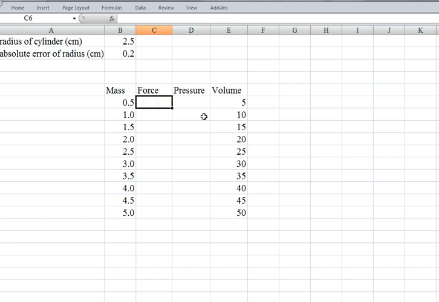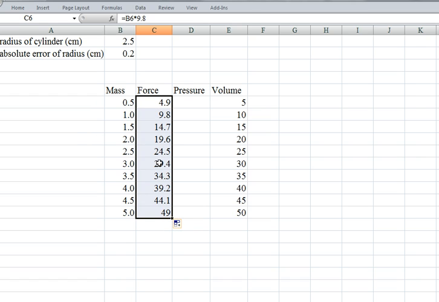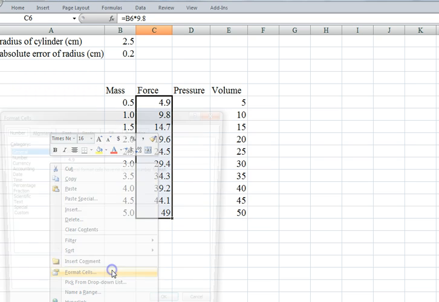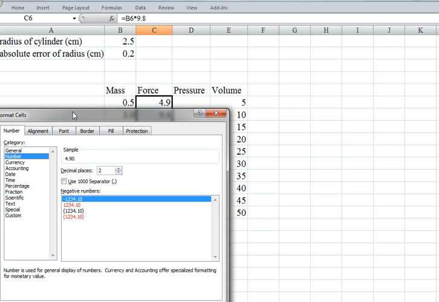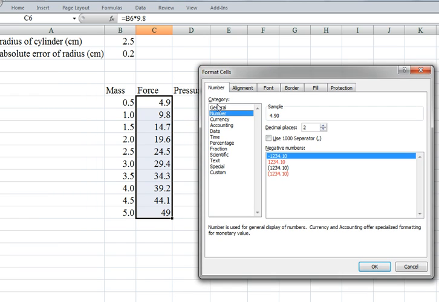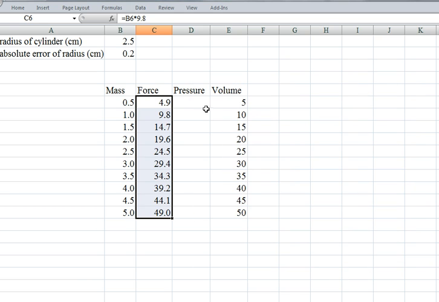Okay, so now we're going to try to calculate force, and force is mg, so we need to take our mass, so I'll click on that cell and multiply by 9.8. Then I'm going to take that and just drag that down, and there we go. Now to make sure that all of these have the same number of sig figs, I'll format this, and technically I should round it off to 2 because of these, but we'll just leave it at 1 decimal place.